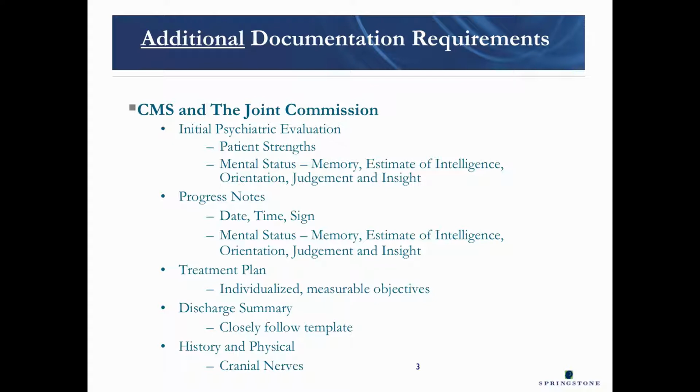Discharge summaries have gotten a lot of attention in recent years by regulators, and they are very specific about what needs to be included in discharge summaries. So I would ask that you closely follow the template that I'll be going over and that you have available to you. And then finally, histories and physicals need to have more definition of the neurologic exam. Specifically, they need to include specific information on examining cranial nerves 2 through 12.